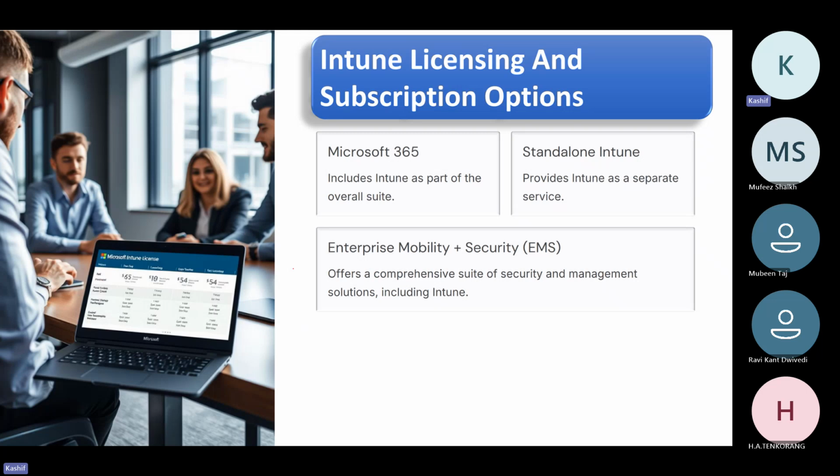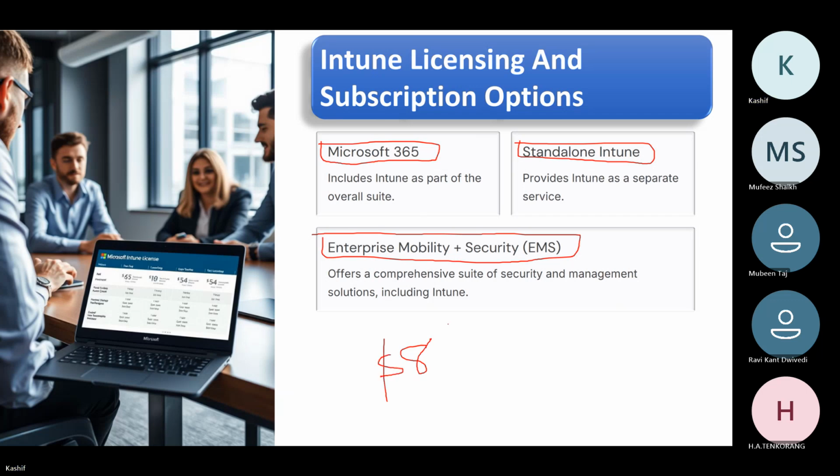Next slide talks about the licensing. Intune is not free. You have to pay for the license which you will be consuming. So you either take a Microsoft 365 license, a standalone license, or an Enterprise Mobility plus Security license. It's going to cost you $8 per user per month. That's the monthly payment you have to make for each user for a standalone Intune license.